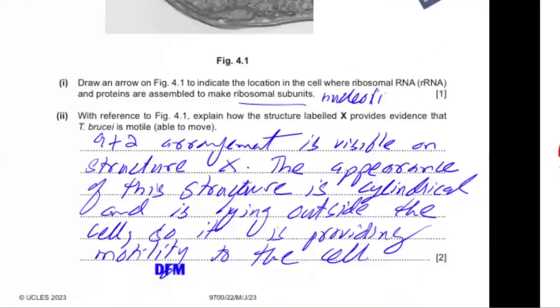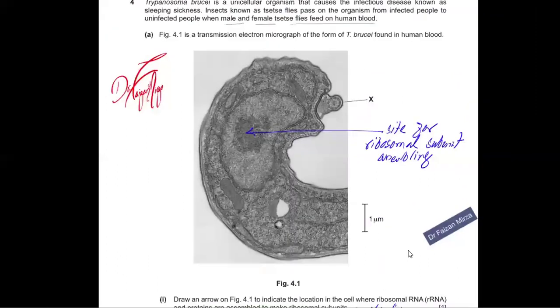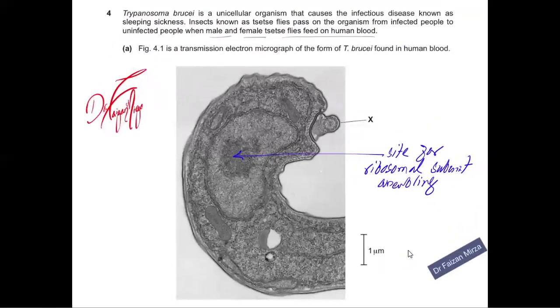The first question that I'm displaying to you in this video is from May-June 2023, variant 22, and this question asks you regarding Trypanosoma, a unicellular organism that causes the infectious disease known as sleeping sickness. Insects known as tsetse flies pass this organism from infected people to uninfected people when male and female tsetse flies feed on human blood. The transmission electron micrograph of this organism taken from human blood is shown to you. So you can see this diagram here.